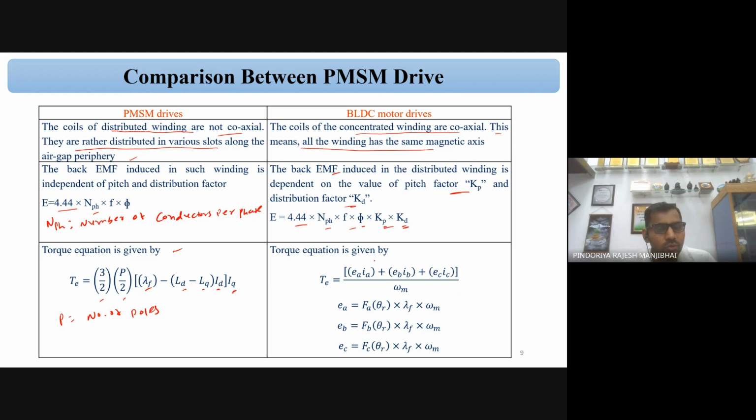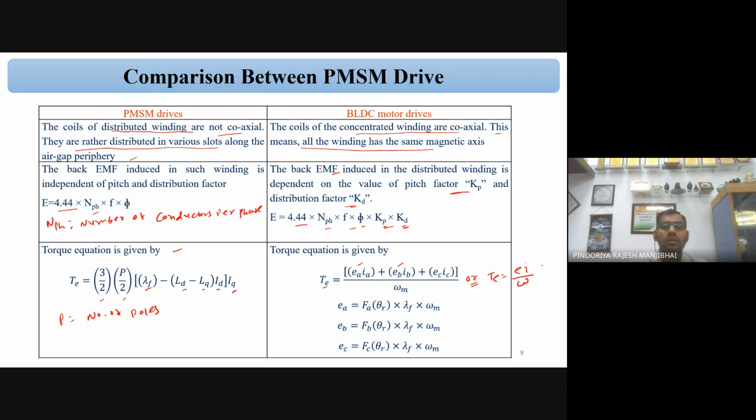But in the case of the torque equation for the BLDC motor, torque is equal to Ea into Ia, where Ea is the back EMF and Ia is the phase A current, plus Eb into Ib, the back EMF and current of phase B, plus Ec into Ic, divided by omega m. So otherwise you can say simply torque is equal to EI divided by omega, voltage times current divided by omega.